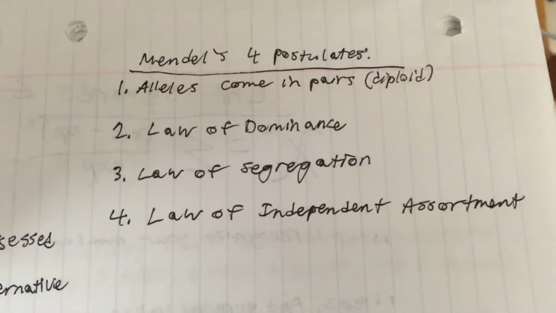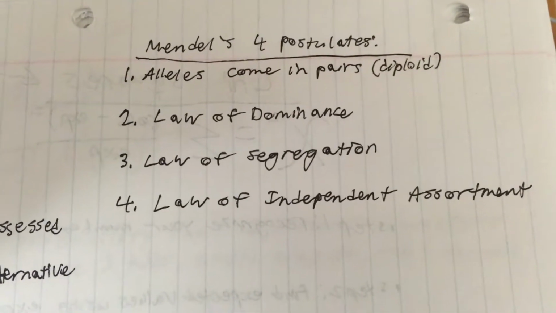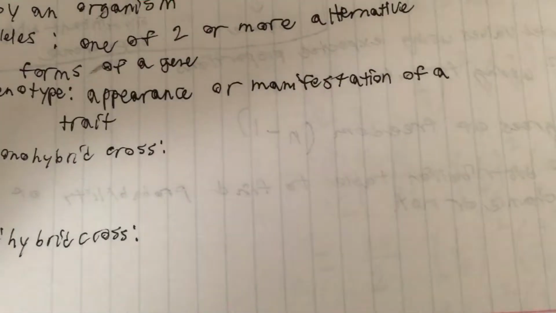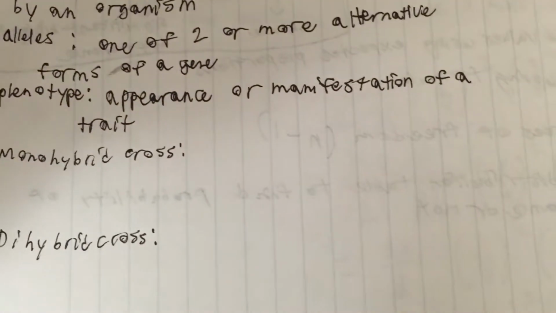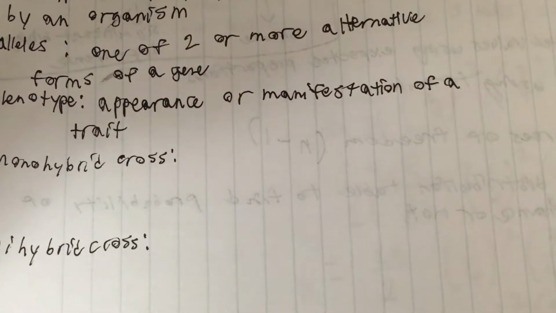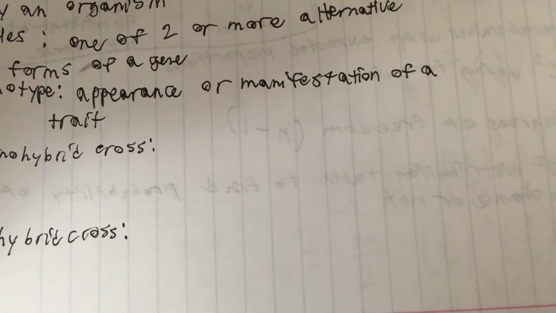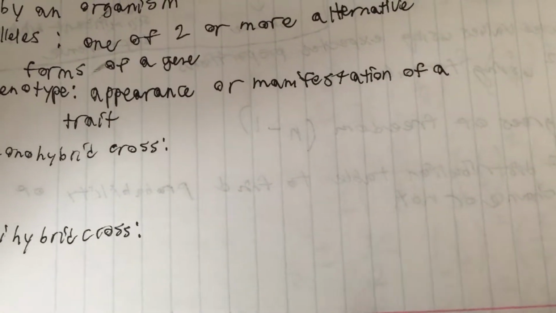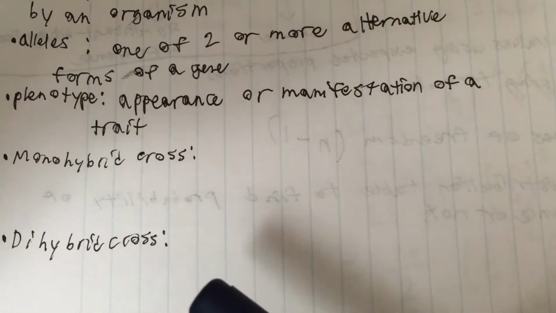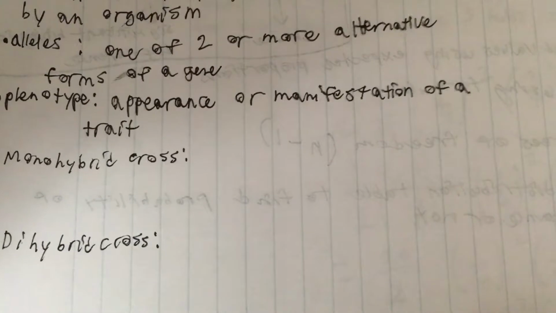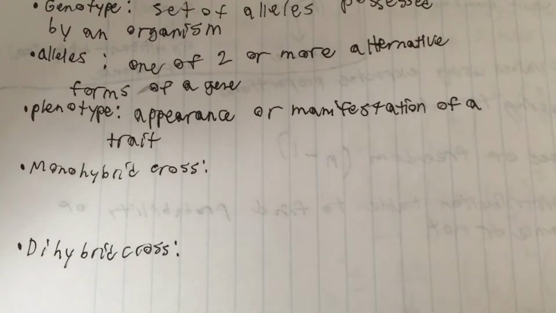Here we have Mendel's four postulates, so there are different crosses that occur. A monohybrid is a cross which occurs with two parents with different homozygous traits. And a dihybrid is the crossing of two parents with two different heterozygous traits. So you can think of the dihybrid as two independent monohybrid crosses. But let's take that a little bit slower.